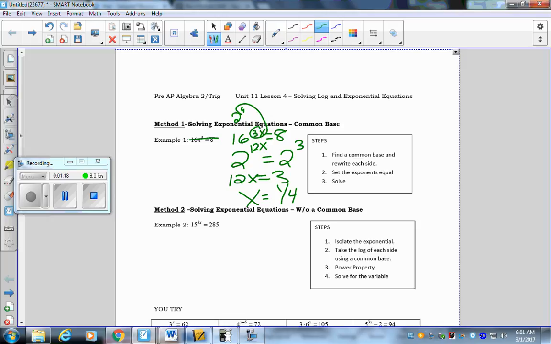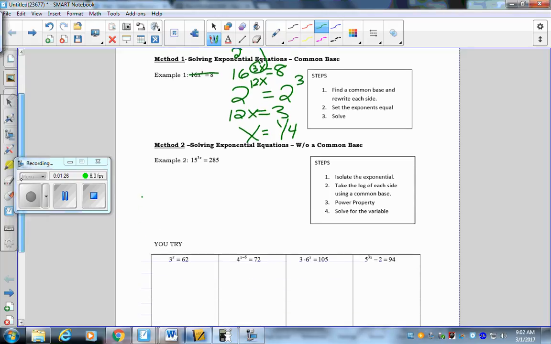I would have 16 to the 3/4. If I take the 4th root of 16, it's 2. Cube it. I'm up to 8. Awesome. All right. So now what happens when you can't find a common base?